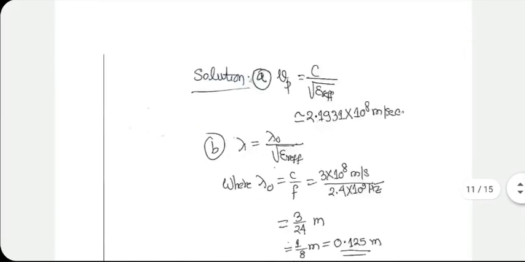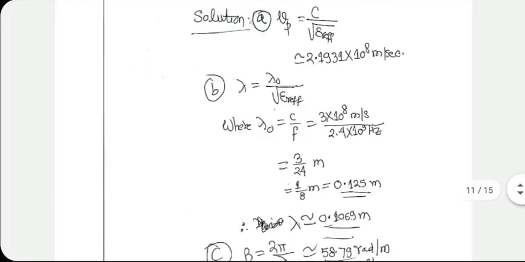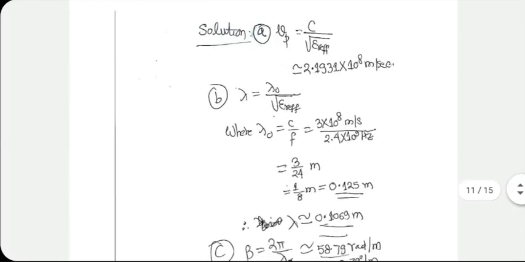Vp is C divided by square root of epsilon r effective. You can put the value of epsilon r effective, 1.87 something. The speed of signal inside the microstrip is less than the speed of light because obviously dielectric material is there. It will slow down the wave.